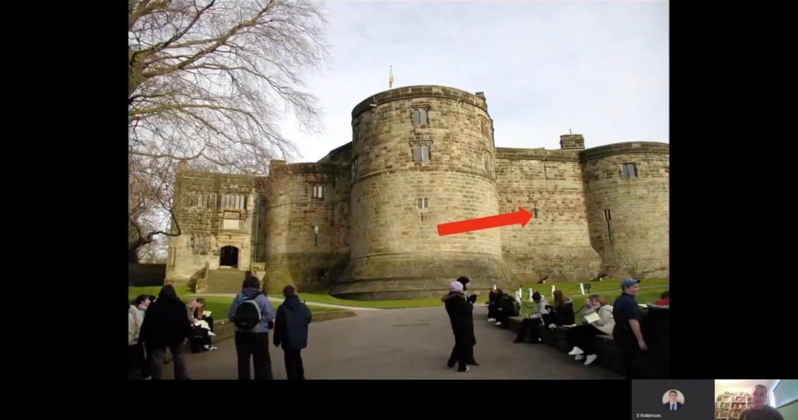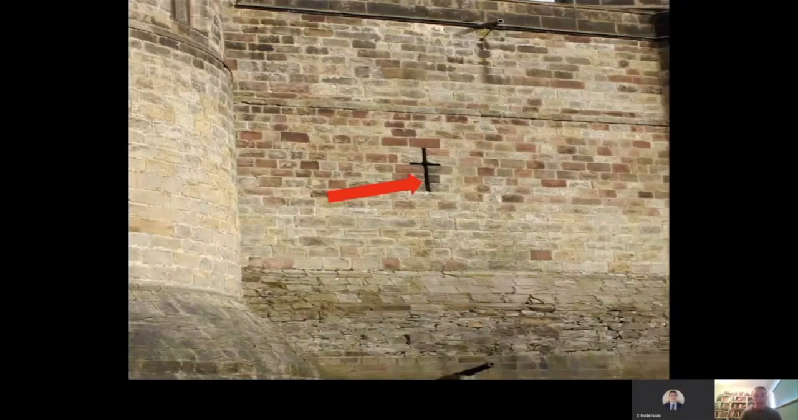So back to the castle, you can see where the arrow is pointing. That's pointing at something called an arrow slit. Now, this is a defensive feature. These were built during the 1300s to help defend the castle. If you look a little bit closer, they look like this.